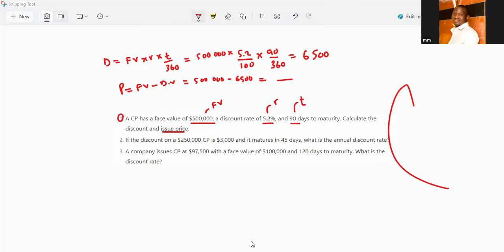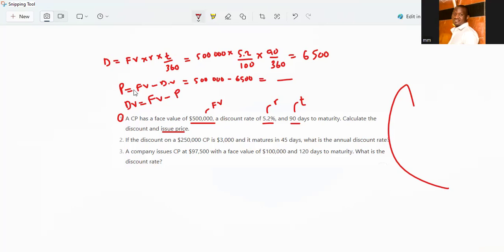Okay? And also the issue price is simply the face value minus the discount. So you can make it the subject of the formula. Issue price is face value minus discount value. Sometimes you can calculate the discount value. The discount value is simply the face value minus the issue price, depending on what you're being asked.